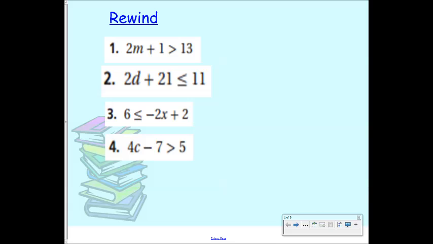So let's take a look at one of these rewind problems just to remind ourselves how we're doing these. I'm going to take a look at 2. So we've got 2d plus 21 is less than or equal to 11. The first thing I need to get rid of here to isolate the d is the 21. So I subtract 21 from both sides, and I end up with 2d is less than or equal to negative 10, and it's a negative 10 because the 21 is negative and it's bigger.